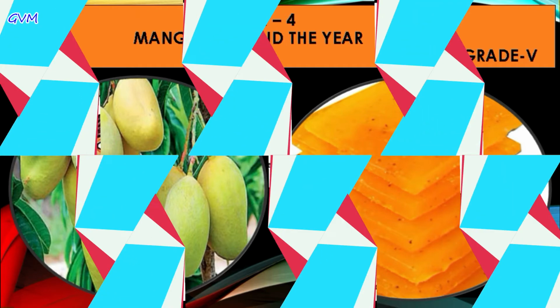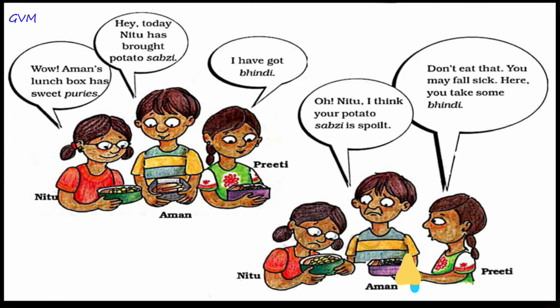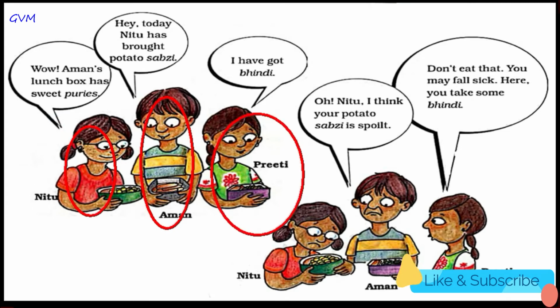So let's start. Your chapter number 4 starts with 3 children, Neetu, Aman and Preeti. During their lunchtime in school, they were discussing their lunch. When these children opened their lunch box, they discussed their food. Firstly, Neetu said, "Wow, Aman's lunch box has sweet puris." Then Aman said that today Neetu has brought potato sabji. And at last, Preeti said that I have got bhindi.